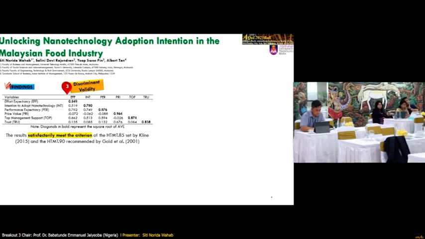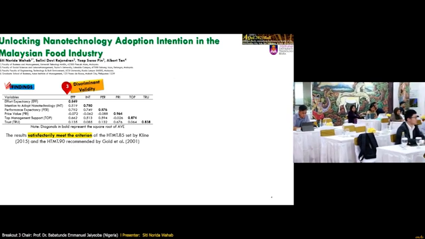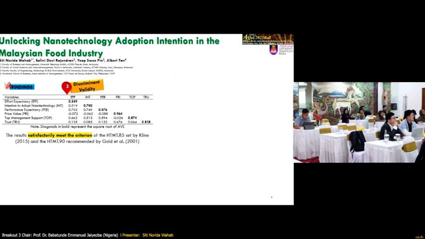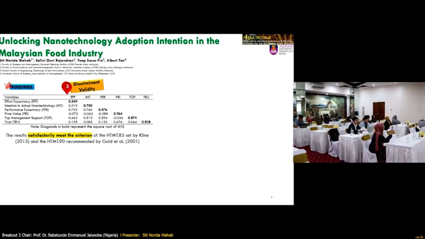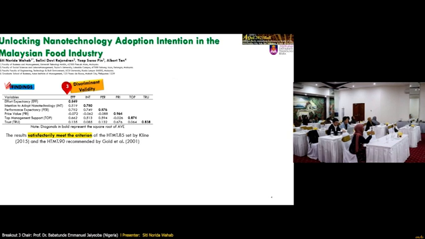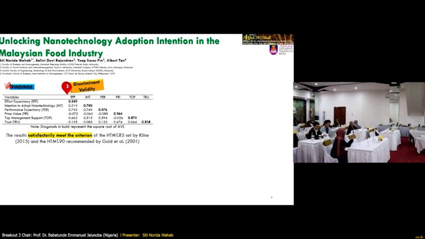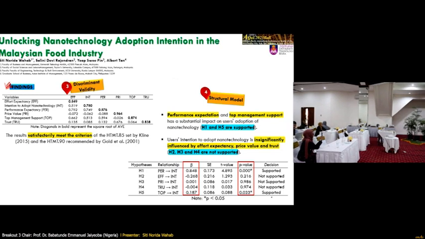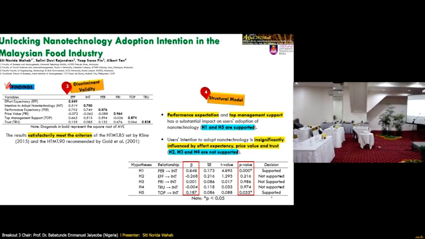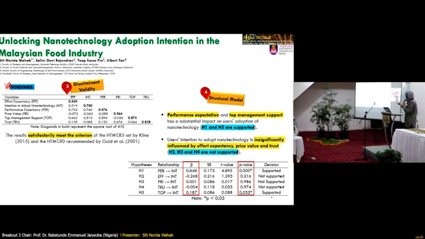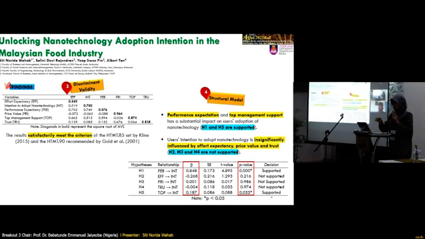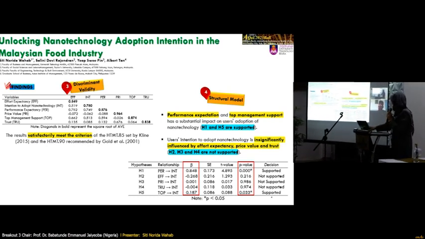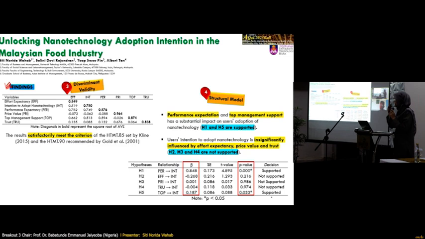The results in this table, okay, show that the results are satisfactory, meeting the criterion of HTMT 0.85 as set by Kline and recommended by Gold, 2001. Moving on, this is the structural model, or what we call hypothesis testing. Performance expectancy and top management are the two variables which support this study, whereas effort expectancy, price and trust are not supported. Okay, so there must be a reason there.